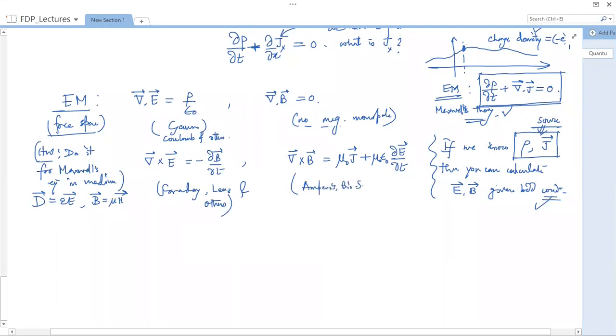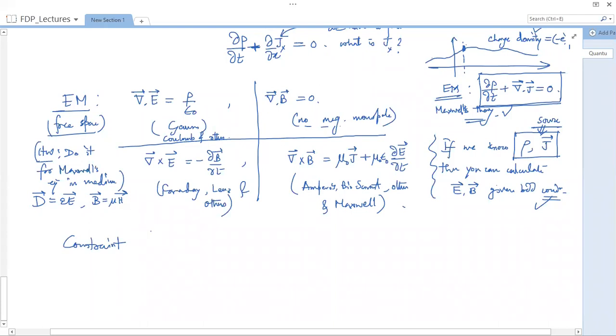Ampere, Biot-Savart, and others, and Maxwell. We have these four laws, four equations, but these four equations actually put a constraint on the source. The source rho and J cannot be anything. It looks like the source can be anything, but there is a constraint on the source, and we will get the constraint by taking the derivative of this equation.